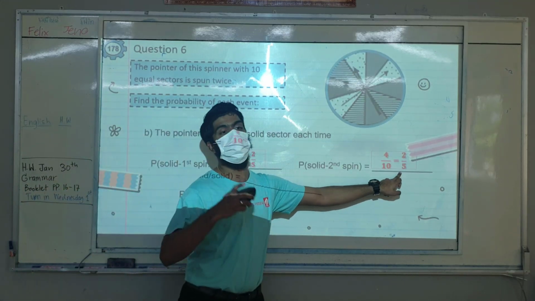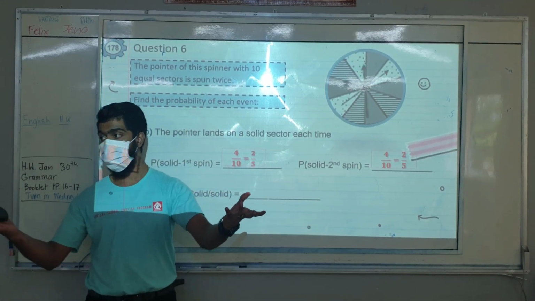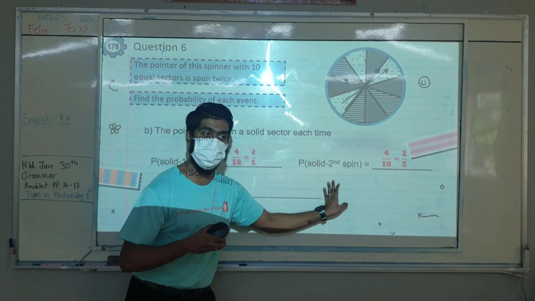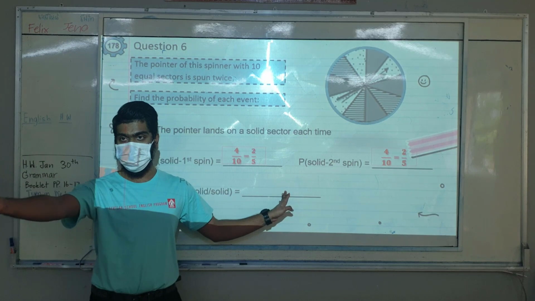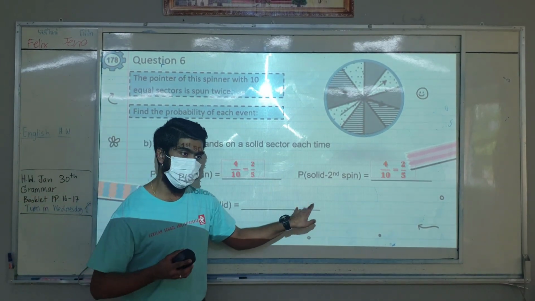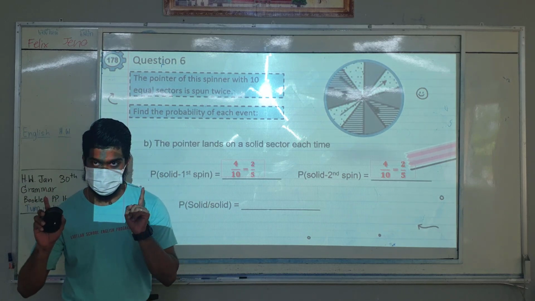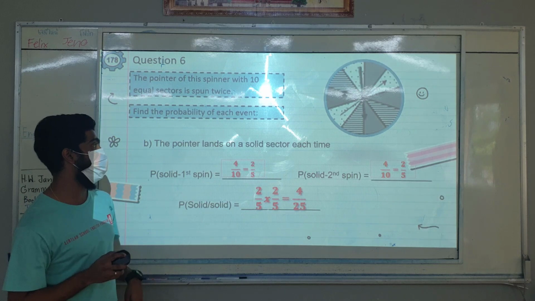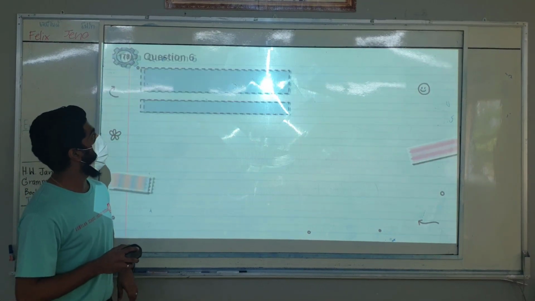The second spin will also be the same, right? 2 over 5. The probability they're asking is solid and solid. Now, what do you mean by and again? Multiply. So it will be 2 over 5 multiply with 2 over 5, which is equal to 4 over 25. Very good, guys. 4 over 25. Right? Let's go to the next question.